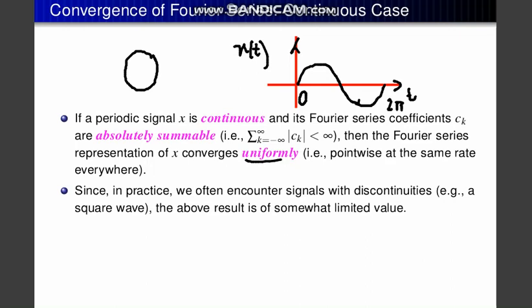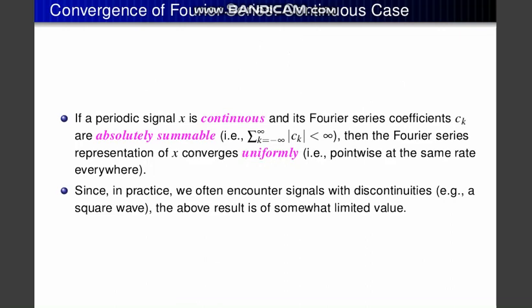Since in practice we often encounter signals with discontinuities, like a square wave, the above result is of somewhat limited value. That means if it is a square wave, then what will happen? In a square wave, we will think that it will not converge uniformly, because the signal is not periodic as in the previous signals. So that is the part of the convergence.